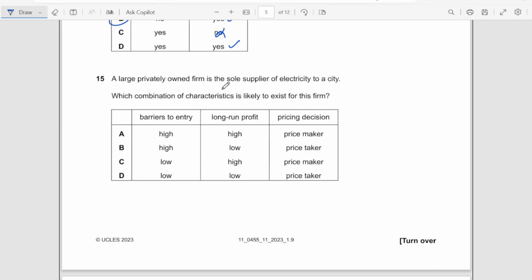A large privately owned firm is the sole supplier of electricity to the city. It's a sole supplier. It's a monopoly. Right, in a monopoly, what characteristics exist? Which combination of characteristics is likely to exist for this firm? Well, in a monopoly, you could say the barriers to entry are high. Long run profits, they're high in a monopoly. And we are price makers. So all the three combinations are going to be in option A. So in monopoly, the barriers to entry are high, long run profit is high, and the business is a price maker, not a price taker, which is the case in a perfectly competitive market structure.